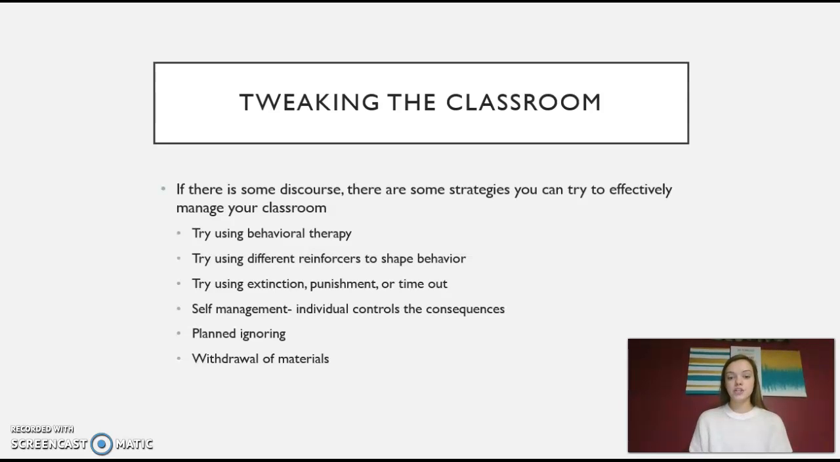Also, you could try extinction or punishment or timeout. So there's different types of timeout, which I listed lower down, like planned ignoring. So for a certain set of time, you and your classroom students should just ignore what they're doing and let them realize that they're not going to get attention for their negative behaviors. Also, there's self-management, which is individual controls the consequences. This is more used for older kids, because younger kids, they can't really decide what the consequences should be, but for older kids it can be a really positive thing.